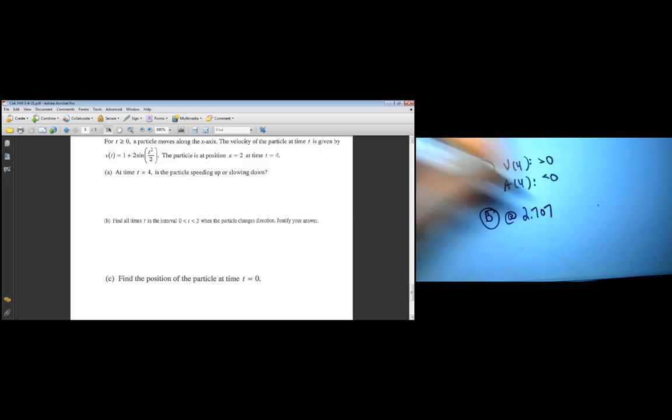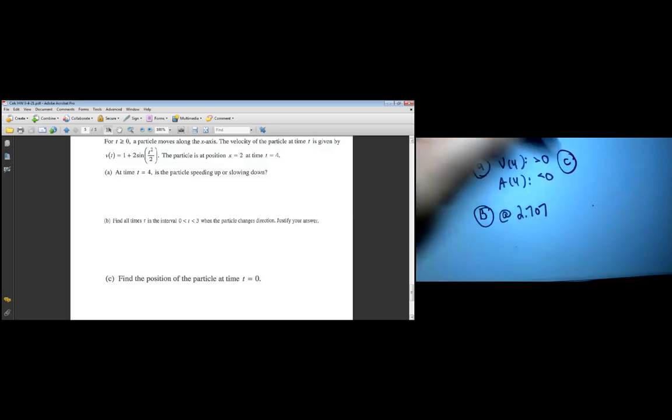I got 2.707. Yep, at 2.707 because V of t changes from, and then which way did it cross, Lila? Was it above to below or below to above? Positive to negative. All right, because it changes from positive to negative. Good. Okay, C, how do we find the position?